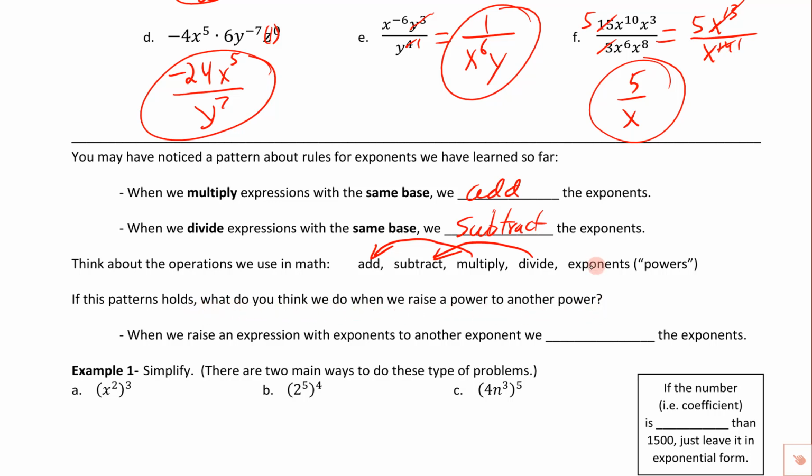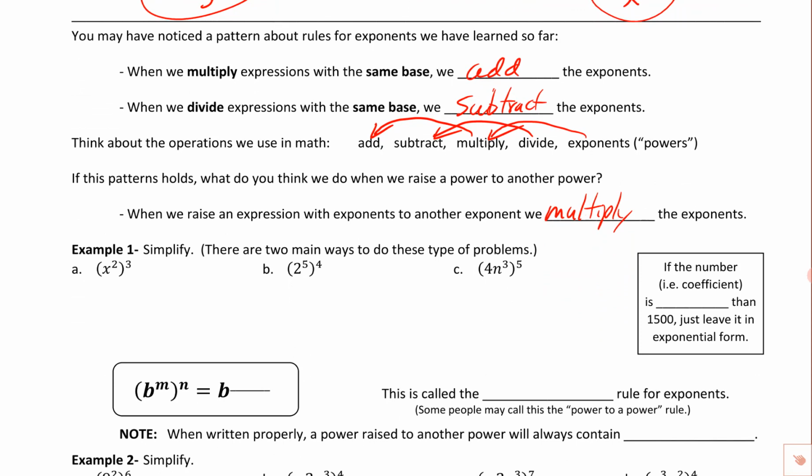So when we take an exponent and raise it to another exponent. Well, if we keep with this dropping down two levels of operations, we'd come right here. When we raise an expression with exponents to another exponent, we multiply the powers. We multiply those exponents, okay? So, a couple quick things we'll look at here.